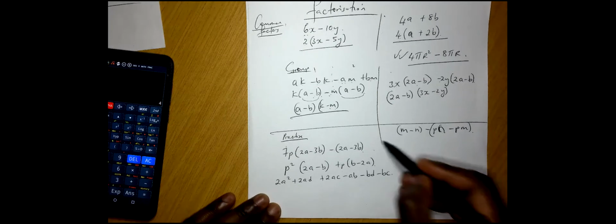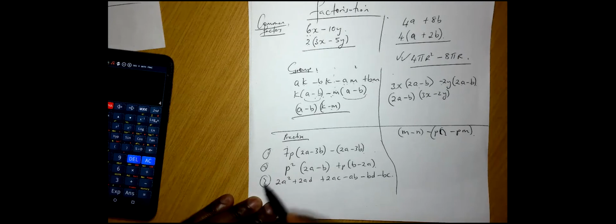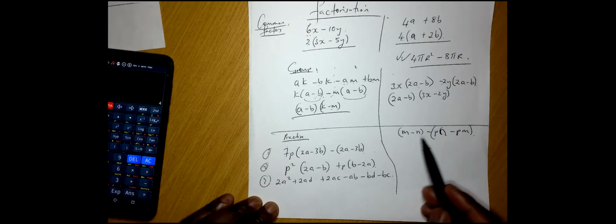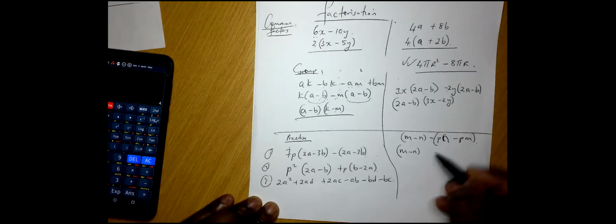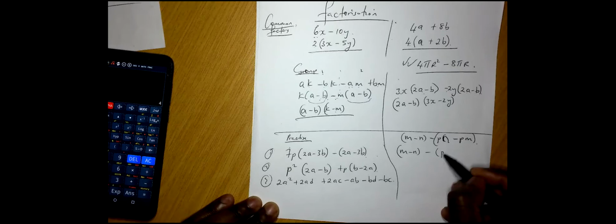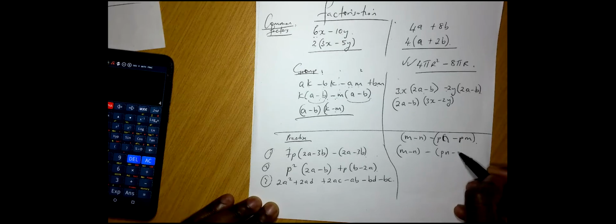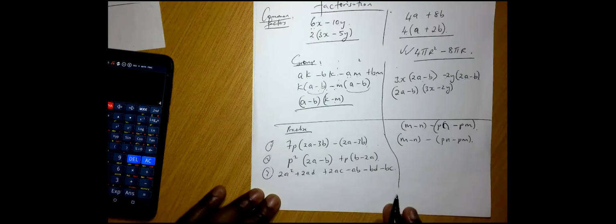Okay. So this is some work that you can just practice with. But now let me check here. Look here at what we are given: m minus n minus p(n minus m). So what must we do in this case? We need to do something here.